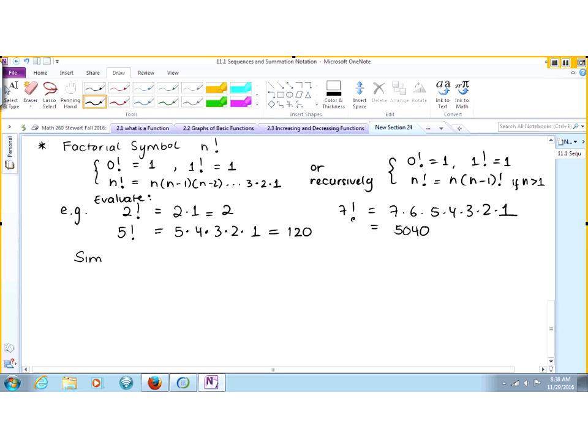But you could also simplify. So this is evaluate. Number 1, number 2, number 3. What about if I want something like 20 factorial divided by 17 factorial? Well, this is a very big number, isn't it? Or if I want something like 100 factorial divided by 99 factorial. So there is a trick here.